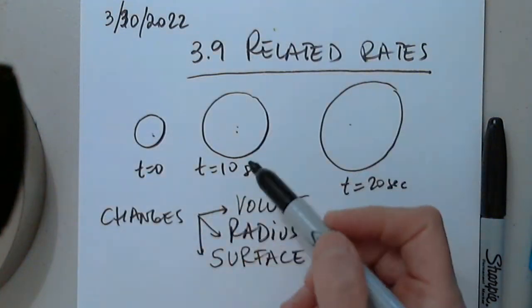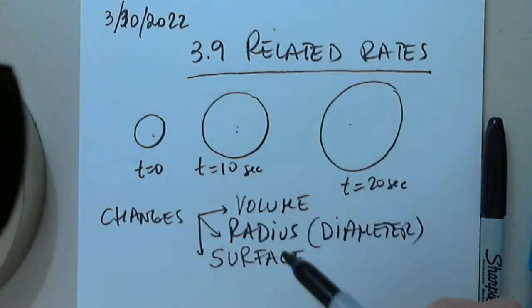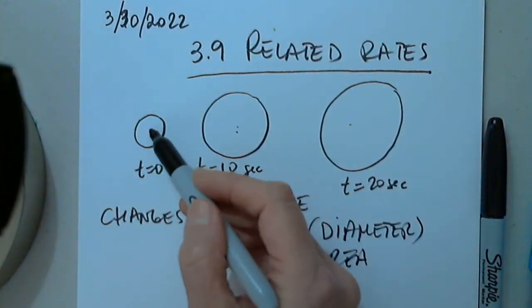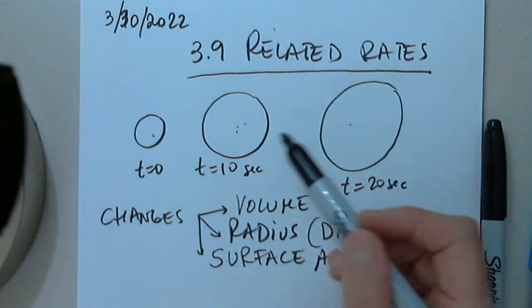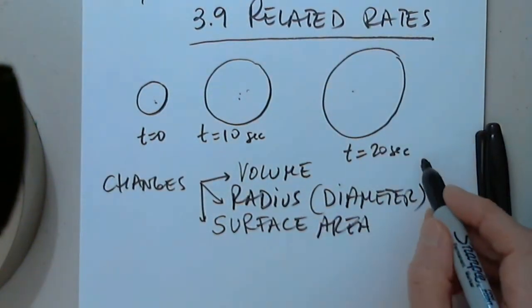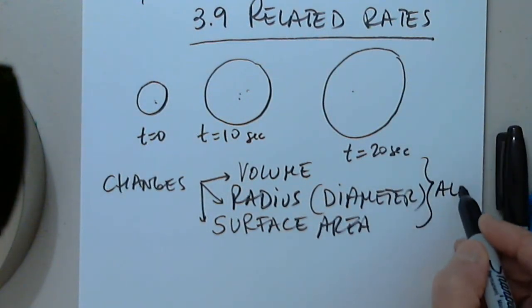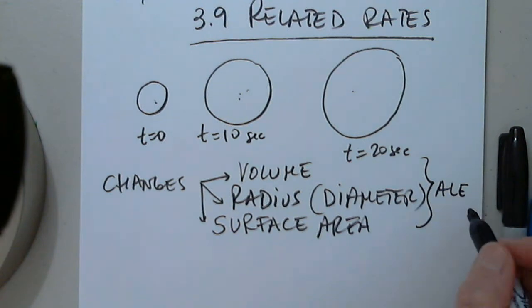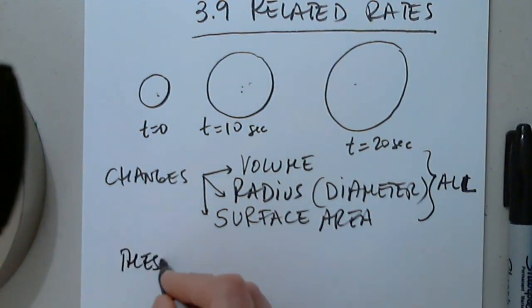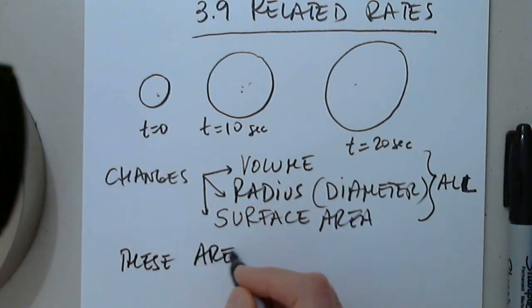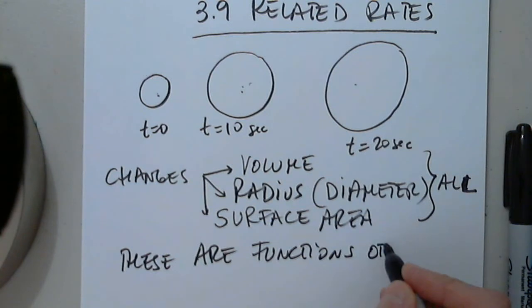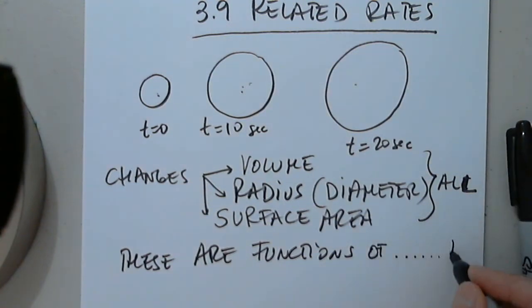Right? The surface. So the surface area is here much smaller than here, and which is smaller than here. Okay, all these, what am I doing? All these are functions of now.